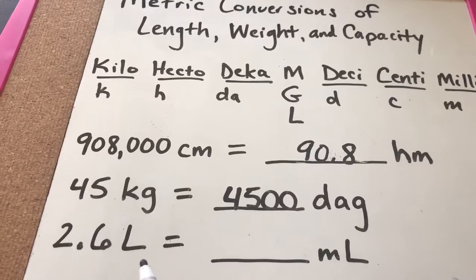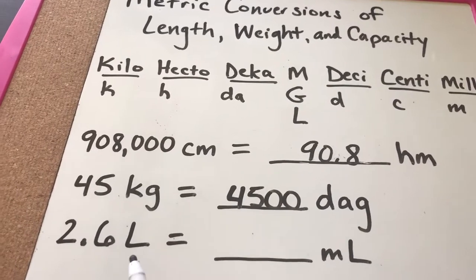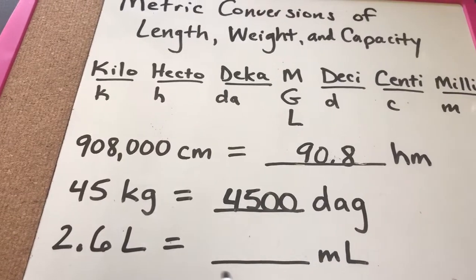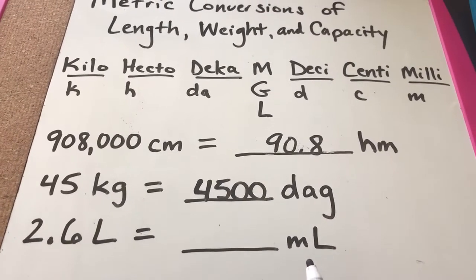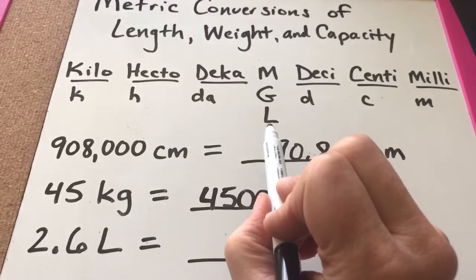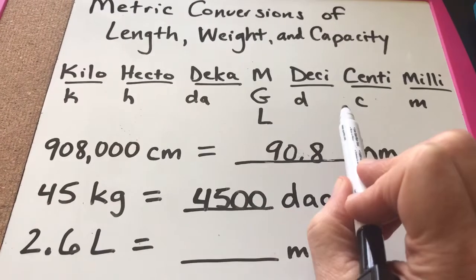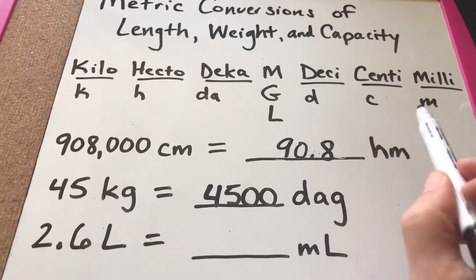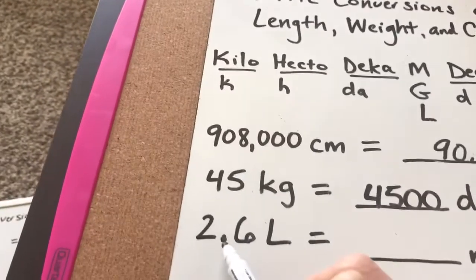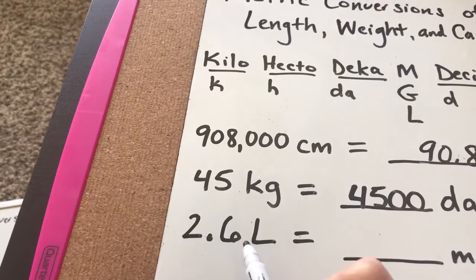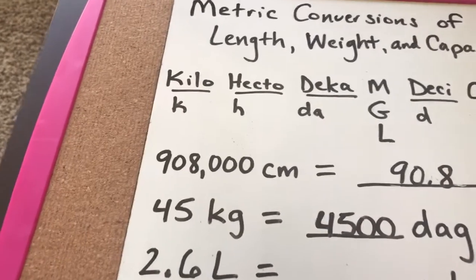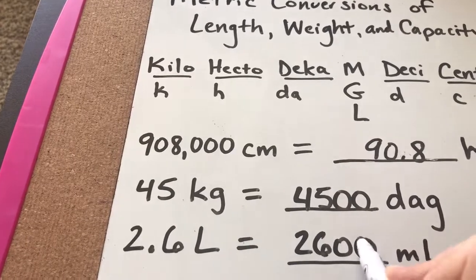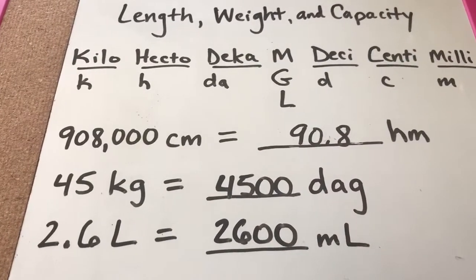All right, and now let's look at capacity, which is liquid volume. If I have 2.6 liters, and I want to change that to milliliters, which are smaller, I move from the liter column 1, 2, 3 columns over to milliliters. So I move my decimal point 3 places to the right. So it's here, so 1, 2, 3. I'm going to have to add 2 zeros onto the end of that. And so that would be 2,600 milliliters.